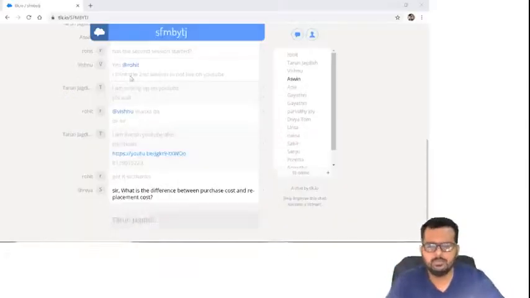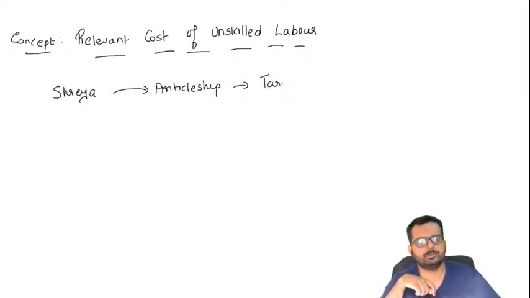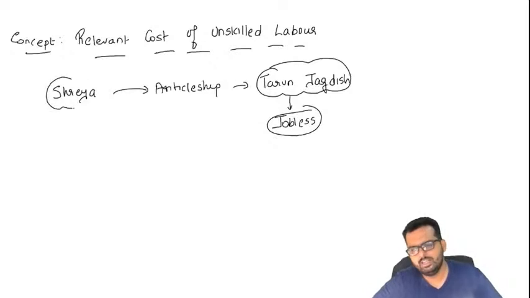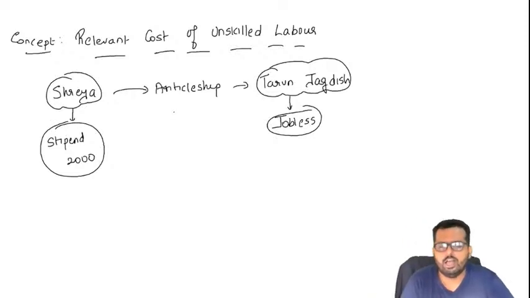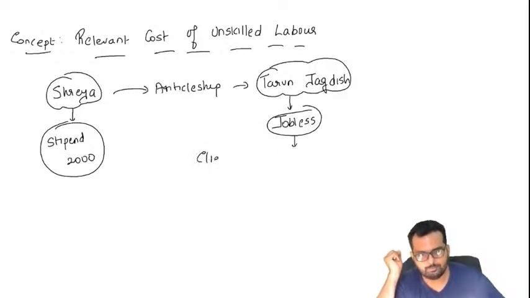Friends, let me take another example. Let us assume Shreya has joined for articleship under Tarun Jagdish. Now assume Tarun Jagdish is absolutely jobless. He has no work at all. He is paying Shreya a stipend of 2000 rupees, strictly as per ICAI guidelines. Shreya has only one work, friends. Every day morning she will come to office at 10 a.m., sit there, check her Facebook, Instagram, WhatsApp, everything, and in the evening 5:30 she will go back. And every month Tarun is giving her a stipend of how much money now? 2000 rupees.